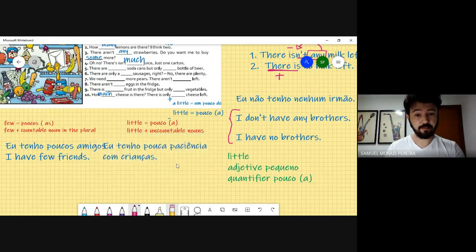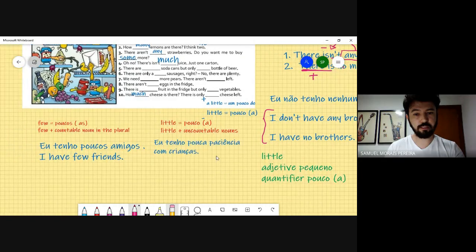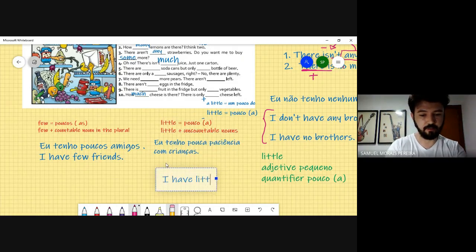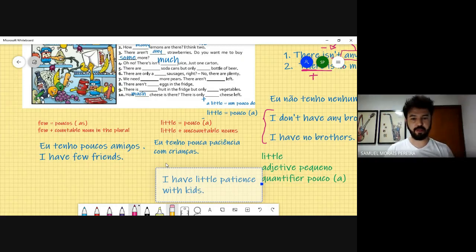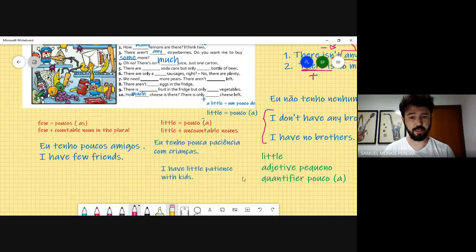Well, so as Nicole just said, guys, in this case here, you have to use the word little, and the reason is very simple. You have to use the word little when the word after pouco or pouca is in the singular because it is uncountable. Okay, so here you will have the sentence I have little patience with, I'm gonna use the word kids, okay, Nicole? So I have little patience with kids. Can you see? This is the way you would say little patience.